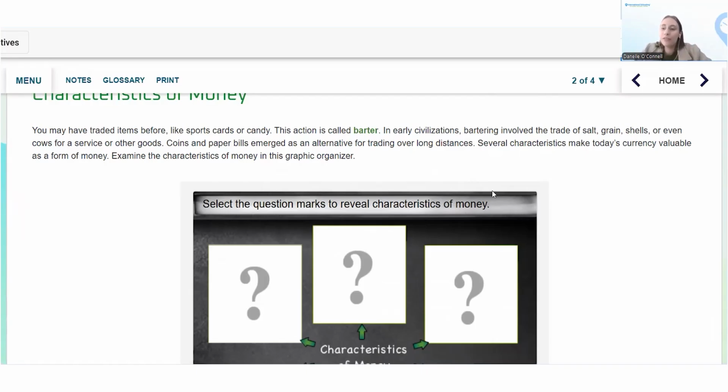Now, this was very much used in early civilizations in the trade of salts and grains and shells and even cows for other goods and services. And it was a very vital part of civilization in that time. But coins and paper bills started to emerge as a better alternative for trading over long distances.